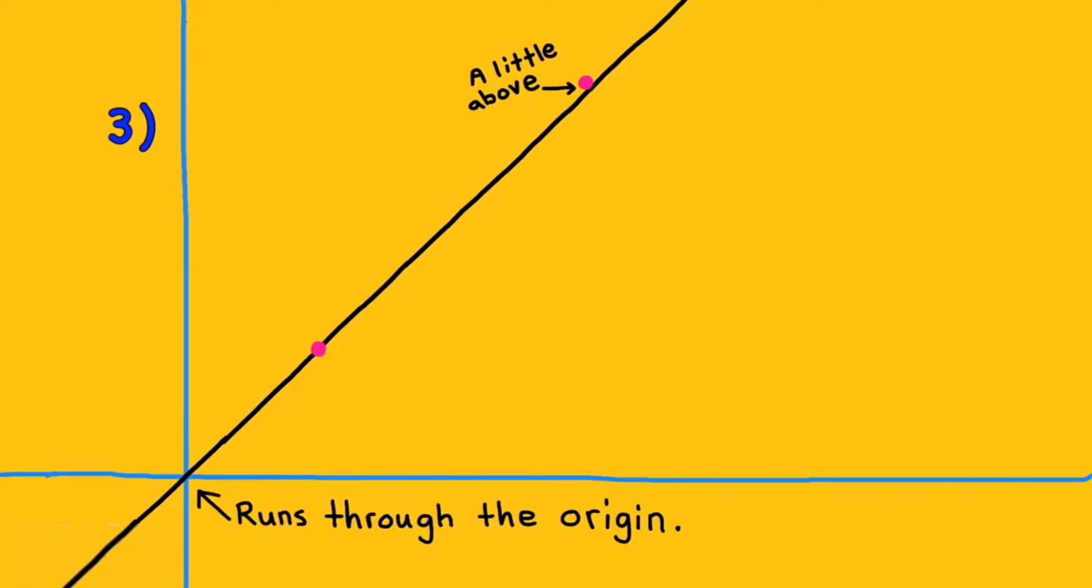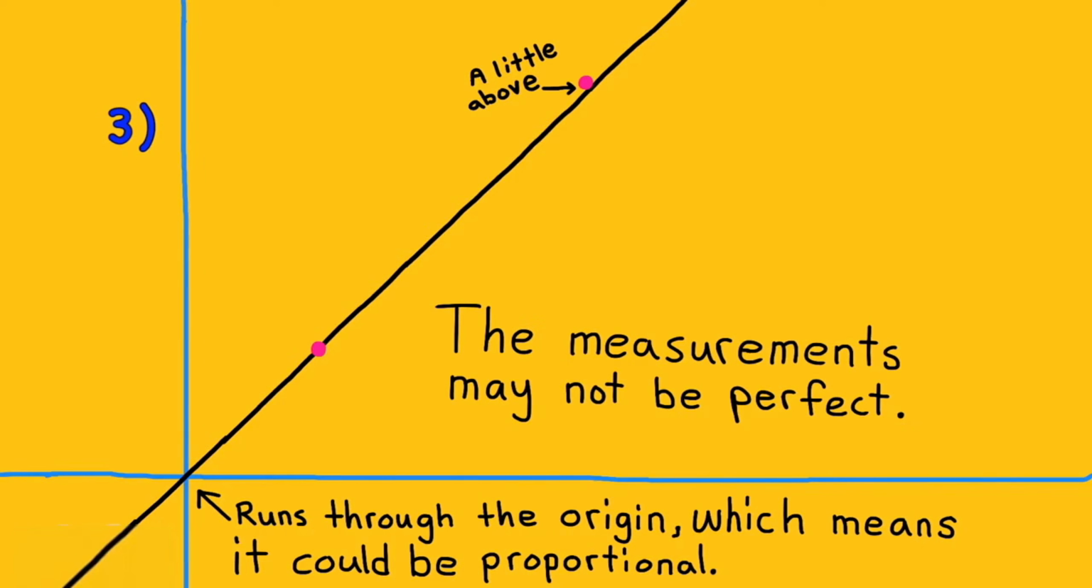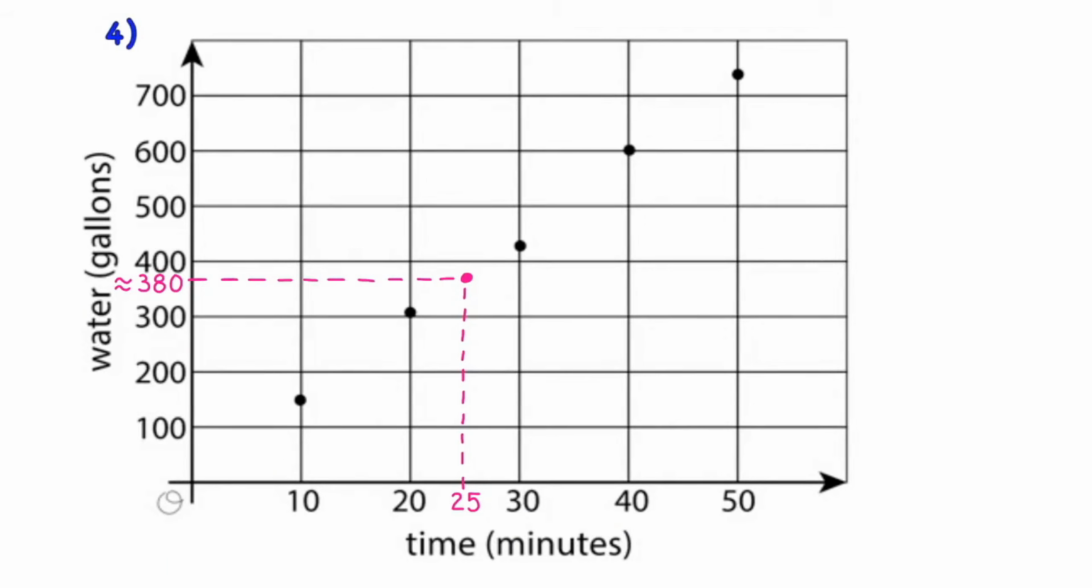Number 3. This point seems to be a little bit above the line that runs through the origin, which means it could be proportional. The measurements may not be perfect. Number 4. 25 minutes equals approximately 380 gallons of water. 500 gallons of water equals approximately 35 minutes.